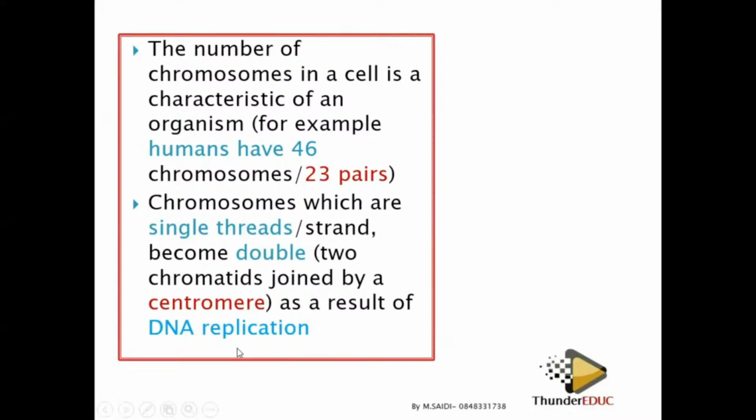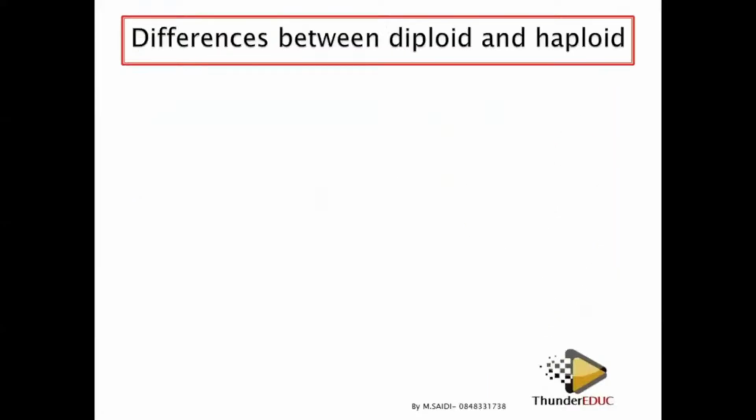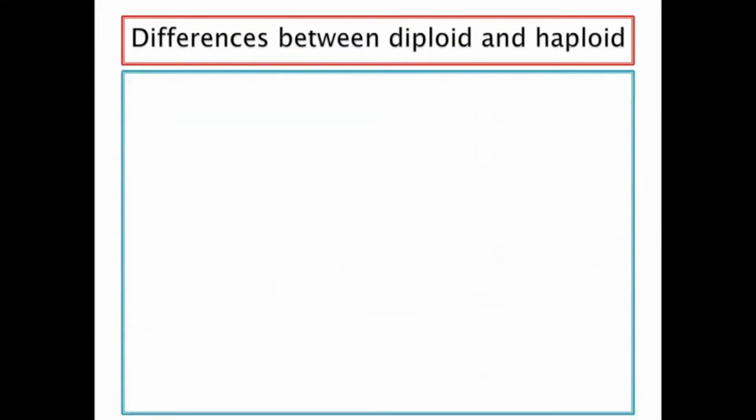So if DNA replication occurs, as we said, the single-stranded chromosome is going to become double-stranded. That's why you call it an unreplicated chromosome or single-stranded chromosome. The moment DNA replication occurs, it becomes a double-stranded chromosome or replicated chromosome. So what are some of the differences between haploid and diploid?